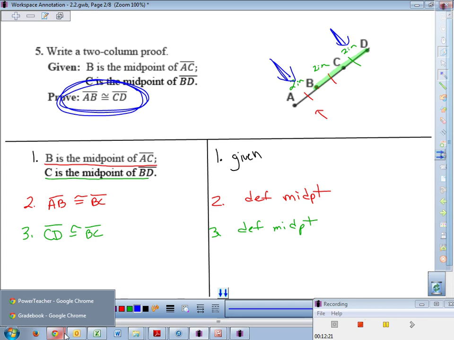Look at what we have written down. Segment AB is congruent to segment BC. We also have segment CD congruent to segment BC. Do you notice anything about those 2 statements? Segment BC is common to both of those. What can we do with stuff that's common? We can do the transitive property, which means we will do what to these guys? Cross out what's in common.